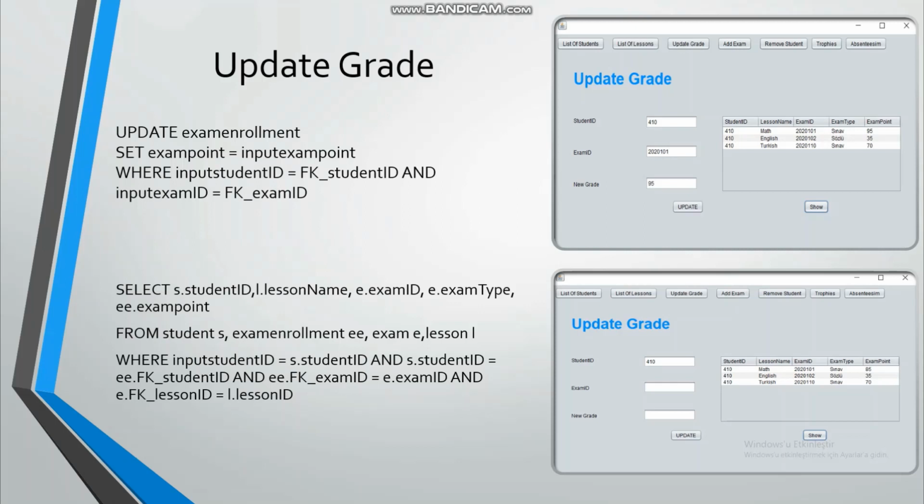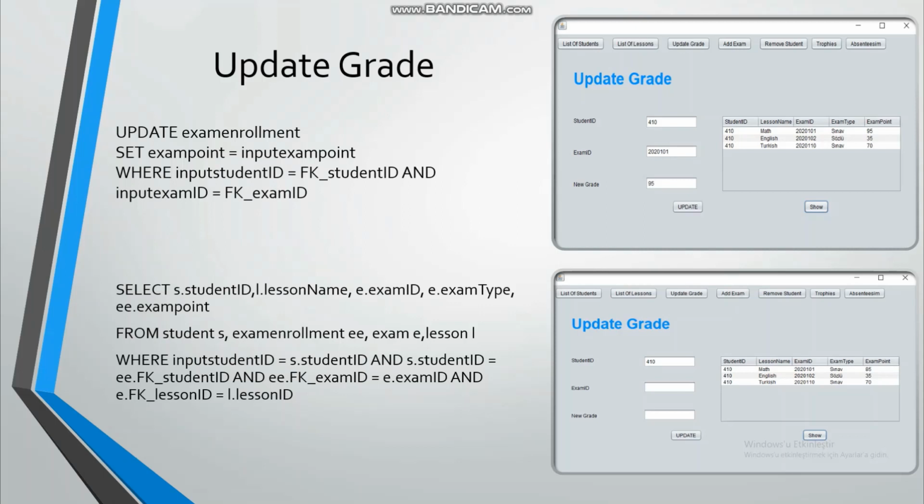Now let's look at how it works. When we click the Update button, the first query will work. The point of a corresponding student's exam is held in the exam enrollment table as exam point in our database. Also, student ID and exam ID are in the exam enrollment table too. We just equate the input exam ID with exam ID and the input student ID with student ID. Then we set the exam point to the input exam point, for the row which satisfies the condition in the where statement.